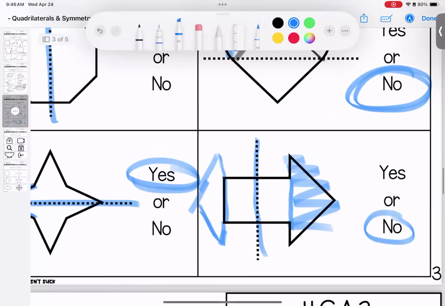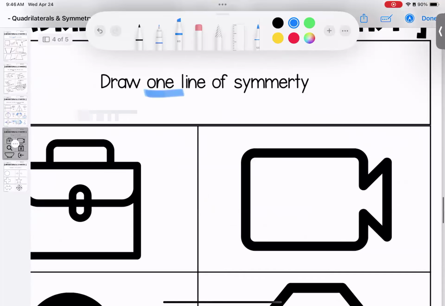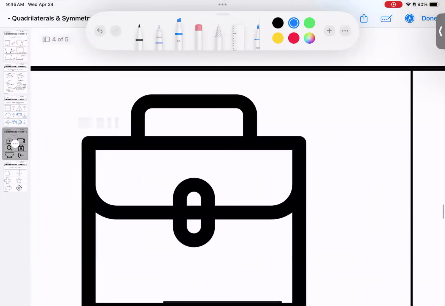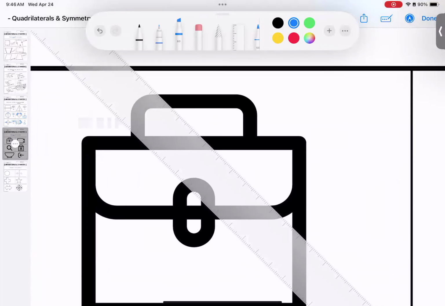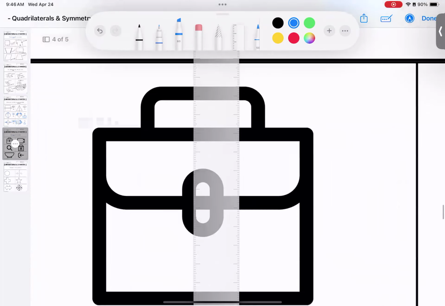Is it a line of symmetry? No, it is not. If you have questions, go ahead and bring them with you to class. This one, I'm asking you to draw one line of symmetry. If you drew more, is that a problem? Absolutely not. But I'm just looking for at least one.